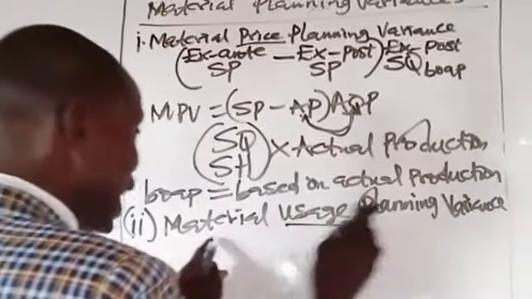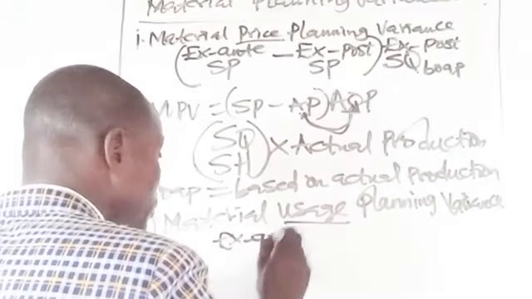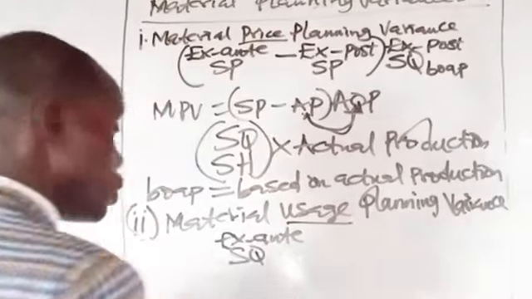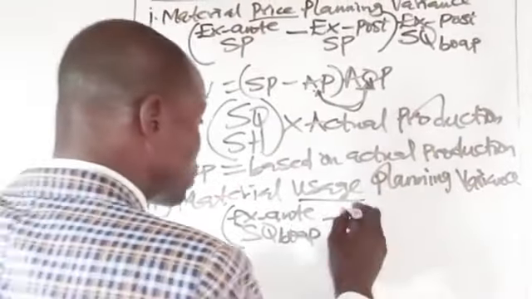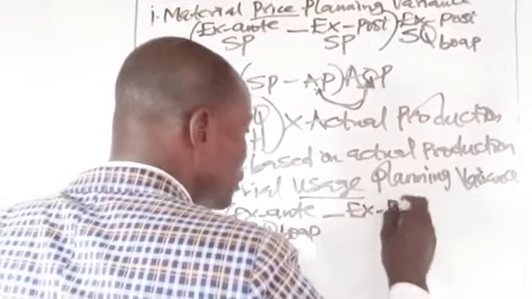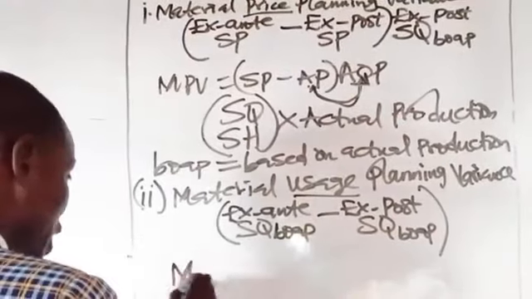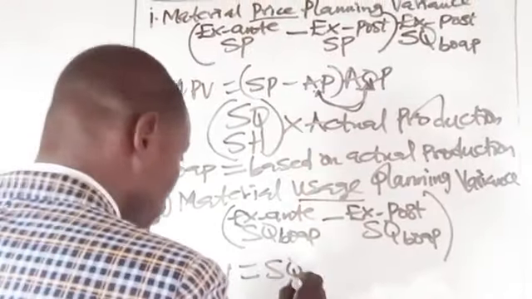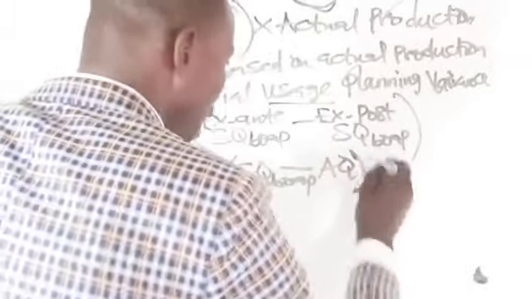Since planning variance is ex ante minus ex post, you will have ex ante standard quantity. Remember, I've told you that you have to flex your standard quantity by multiplying by actual production. Ex ante standard quantity based on actual production minus ex post standard quantity based on actual production. Then the weight: remember your traditional material usage variance, which is standard quantity based on actual production minus actual quantity multiplied by the standard price.